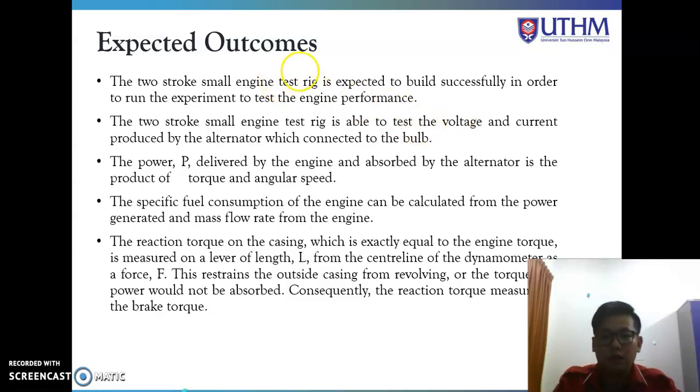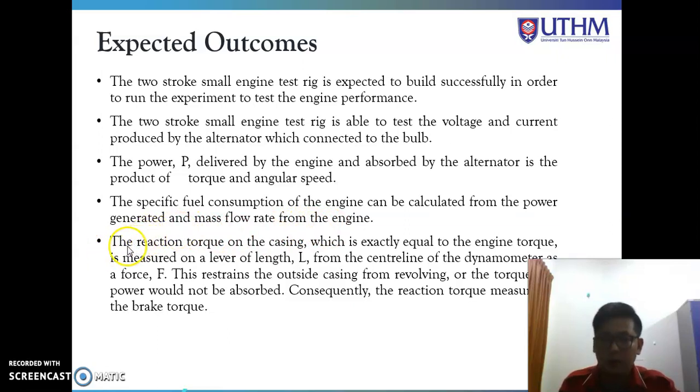Second, the two-stroke small engine test rig is able to test the voltage and current produced by the alternator which is connected to the bulb. Third, the power P delivered by the engine and absorbed by the alternator is the product of torque and angular speed. And fourth, the specific fuel consumption of the engine can be calculated from the power generated and the mass flow rate from the engine.